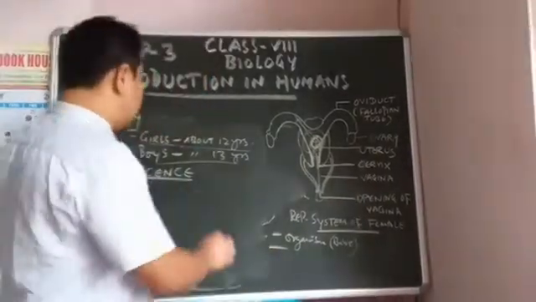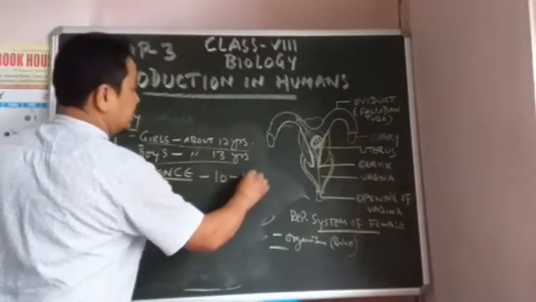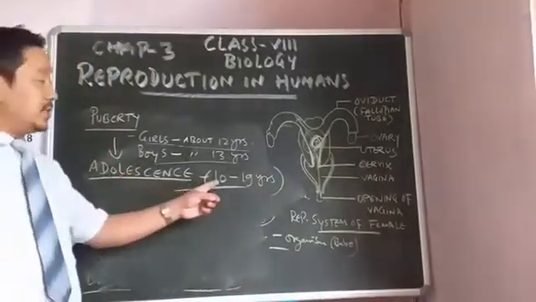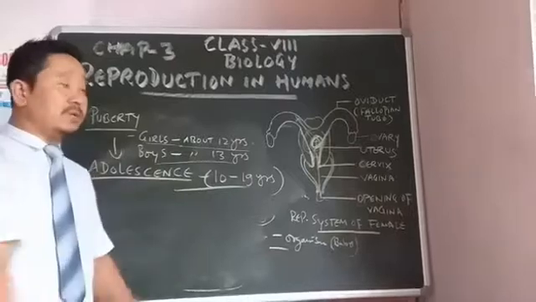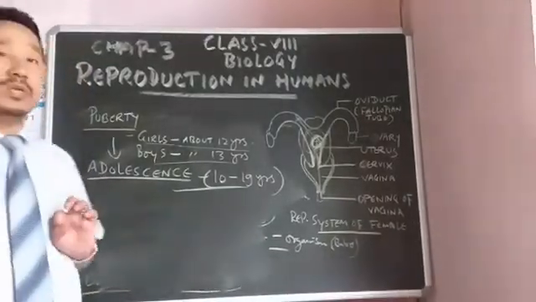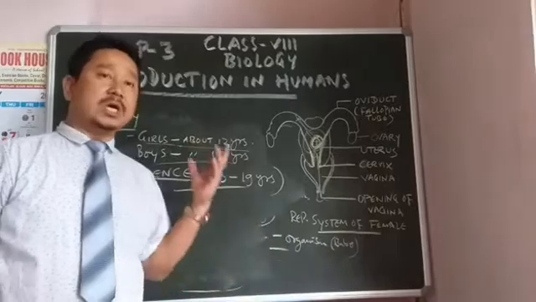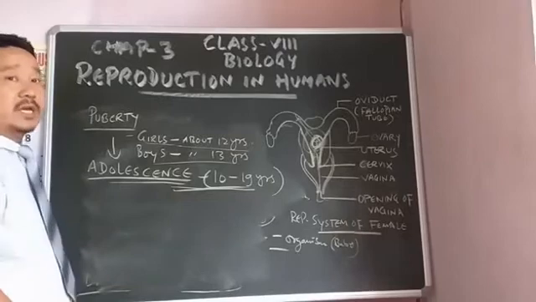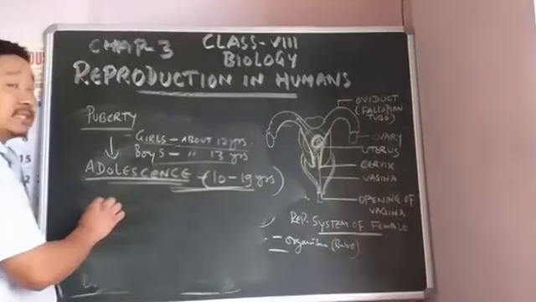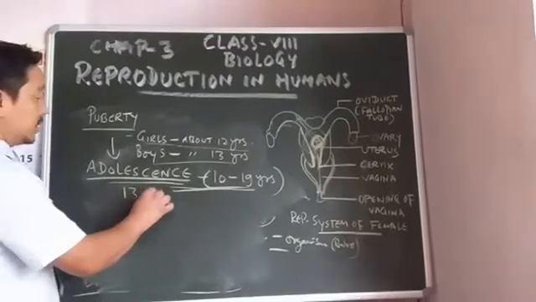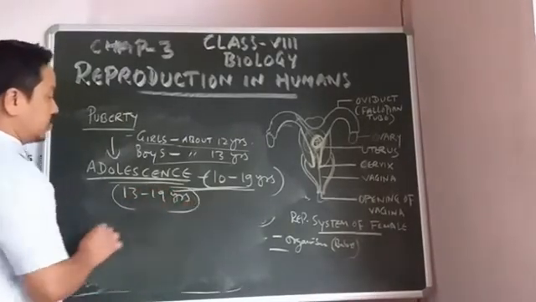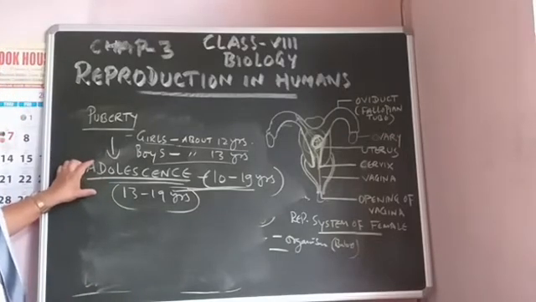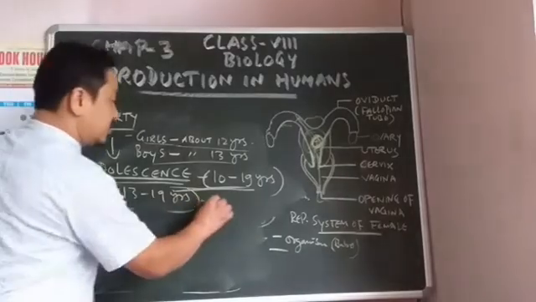Adolescence usually begins at the age of 10 to 19 years. That particular period of life is called adolescence. This phase even covers the teens of life, that is 13 to 19 years. So we even call this phase the teenagers.